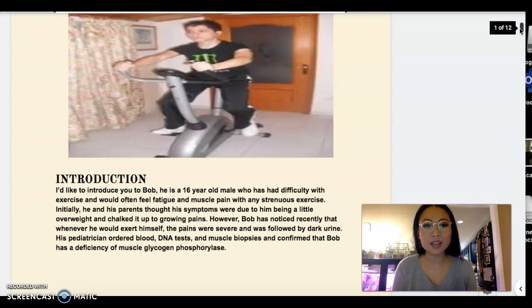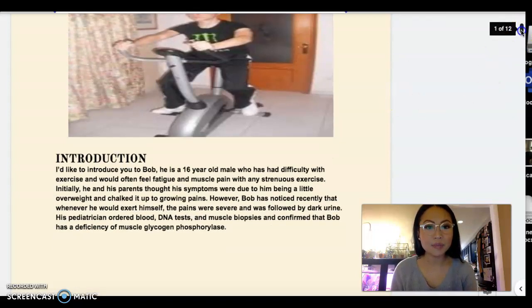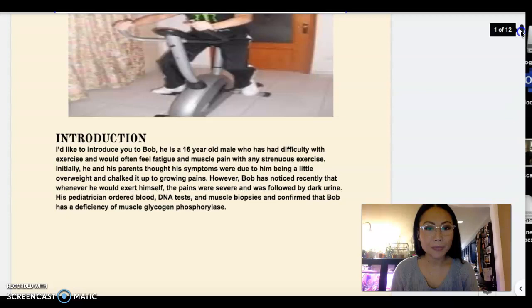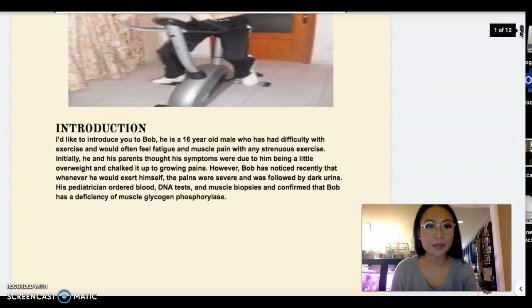Initially, he and his parents thought his symptoms were due to him being a little bit overweight and chalked it up to growing pains. However, Bob has noticed recently that whenever he would exert himself, the pains were severe and was followed by dark urine. His pediatrician ordered blood tests, DNA tests, and muscle biopsies and confirmed that Bob has a deficiency of muscle glycogen phosphorylase.